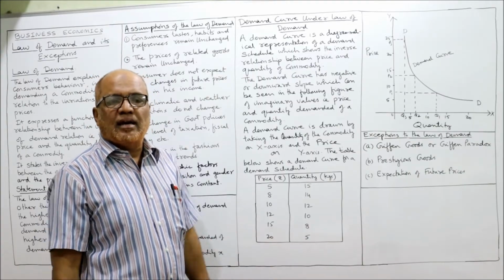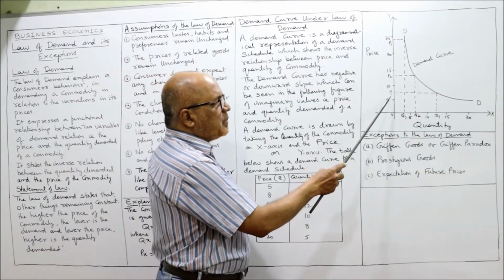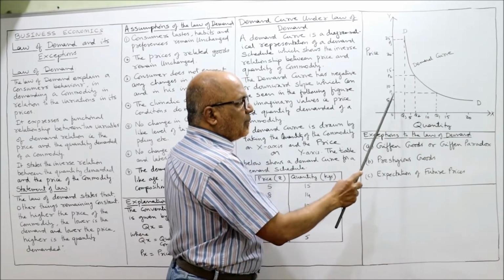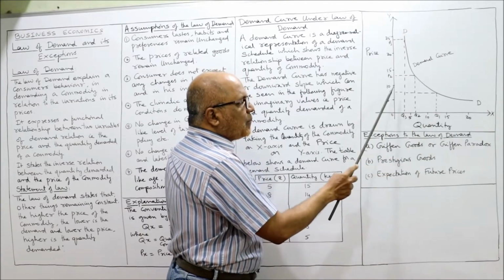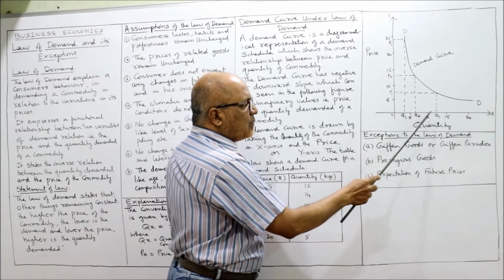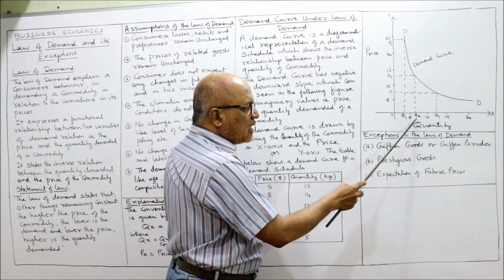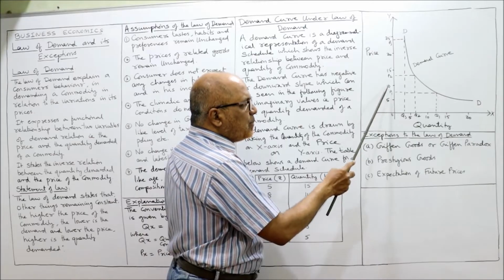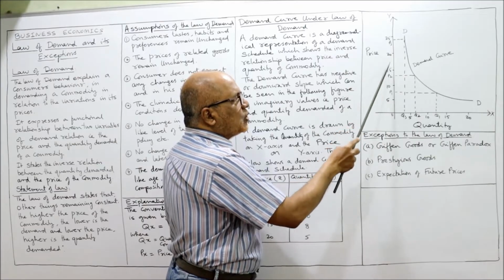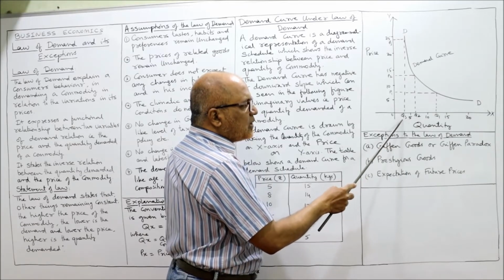Now, to make you understand, I have taken different pairs of quantity and price. Suppose the price is P1, so quantity is Q1. When price is P1, quantity is Q1. Suppose the price increased from P1 to P2. Then quantity decreased from Q1 to Q2. Earlier quantity was Q1, now quantity is Q2, decreased. Why? Because price is increased from P1 to P2. Further price increased from P2 to P3. The quantity decreased to Q3, from Q2 to Q3.